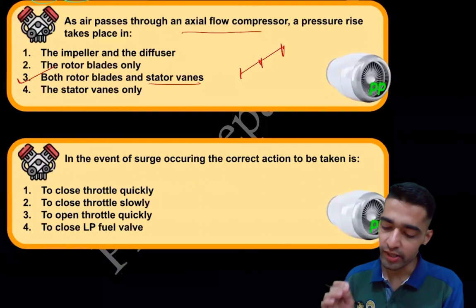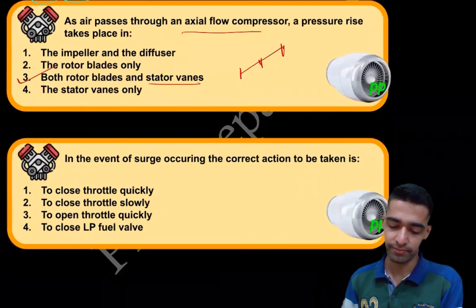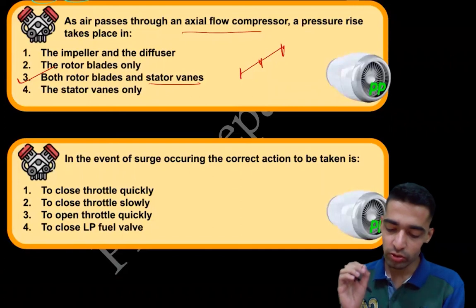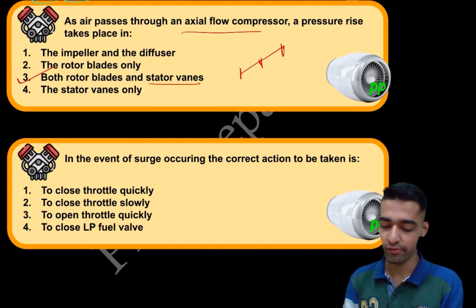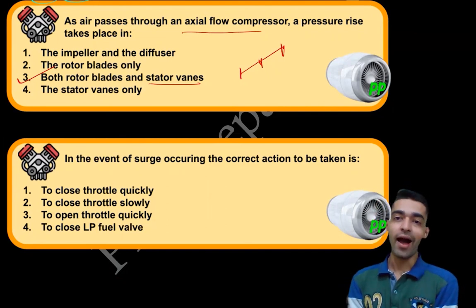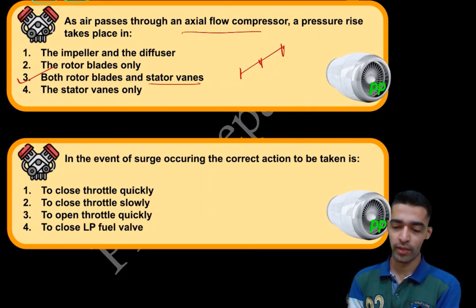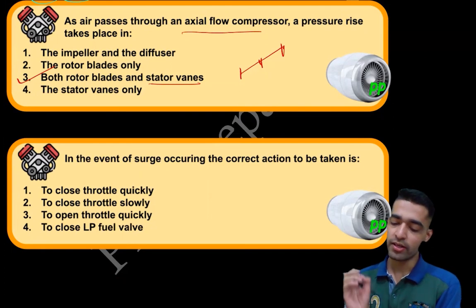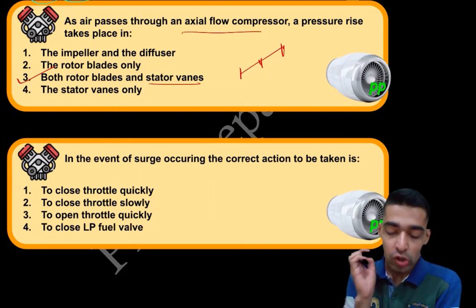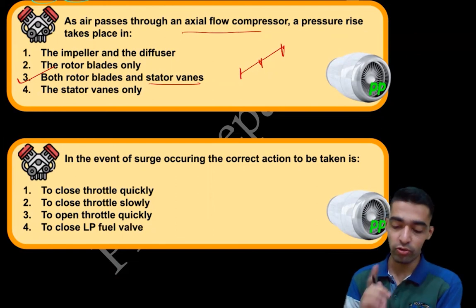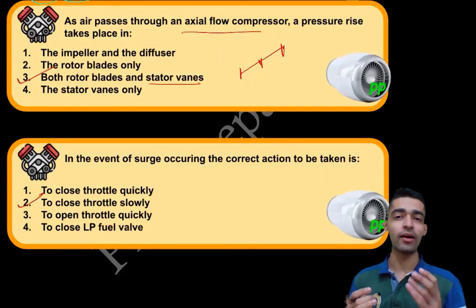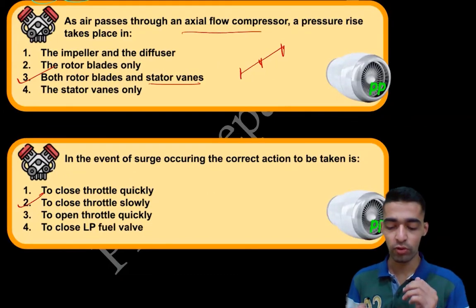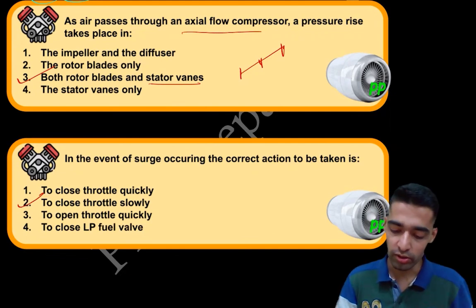Let's come to the second question. In the event of surge occurring, the correct action to be taken is to close the throttle quickly, to close the throttle slowly, to open the throttle quickly, or to close the low pressure fuel valve. Think, I've already given the answer earlier. If you check the video properly, or you can go to that video timestamp. In the event of surge occurring, the correct action is to close the throttle slowly, not quickly. Otherwise, it will contribute more to surge and it could even harm the engine if you close the throttle quickly. So you have to close the throttle slowly.